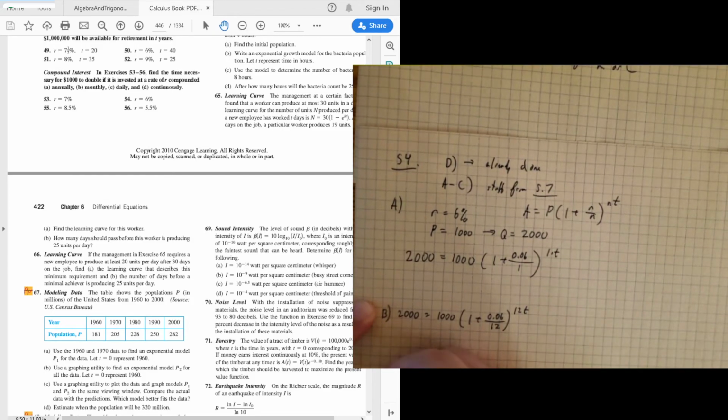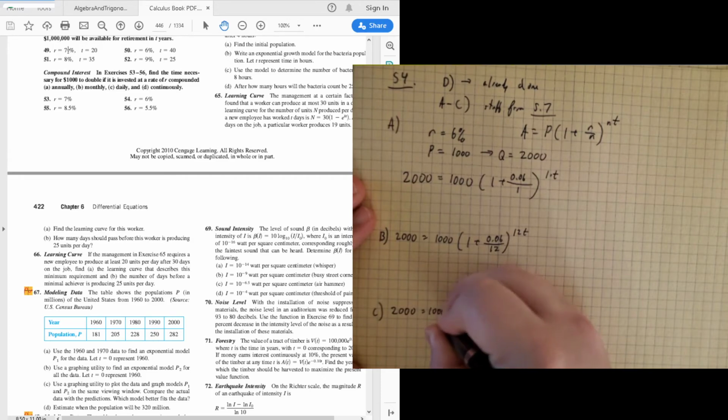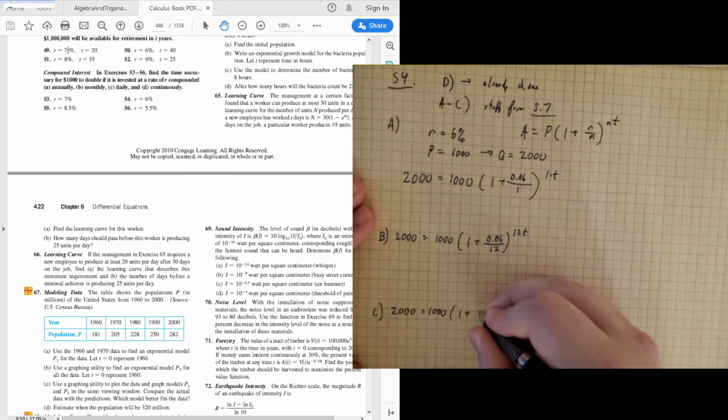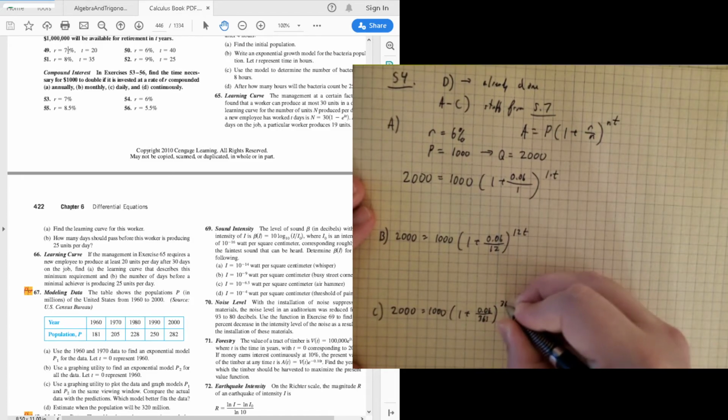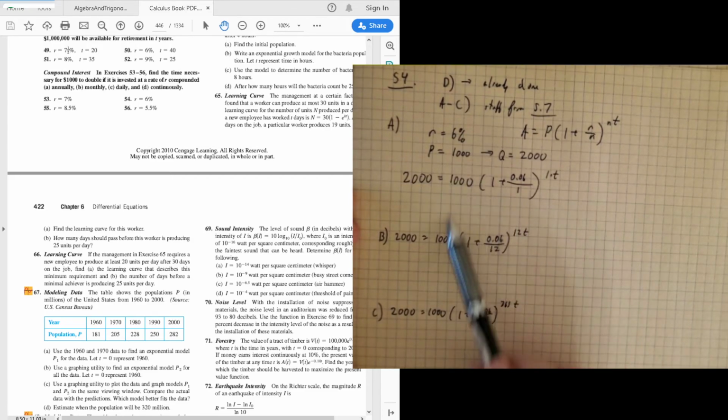For part C, it says daily. This means for part C, it's going to be 2,000 equals 1,000 times 1 plus 0.06 over 365. And we're assuming 365 just because, well, leap years don't exist in math sometimes. Okay, so this gives us the setup for A, B, and C.